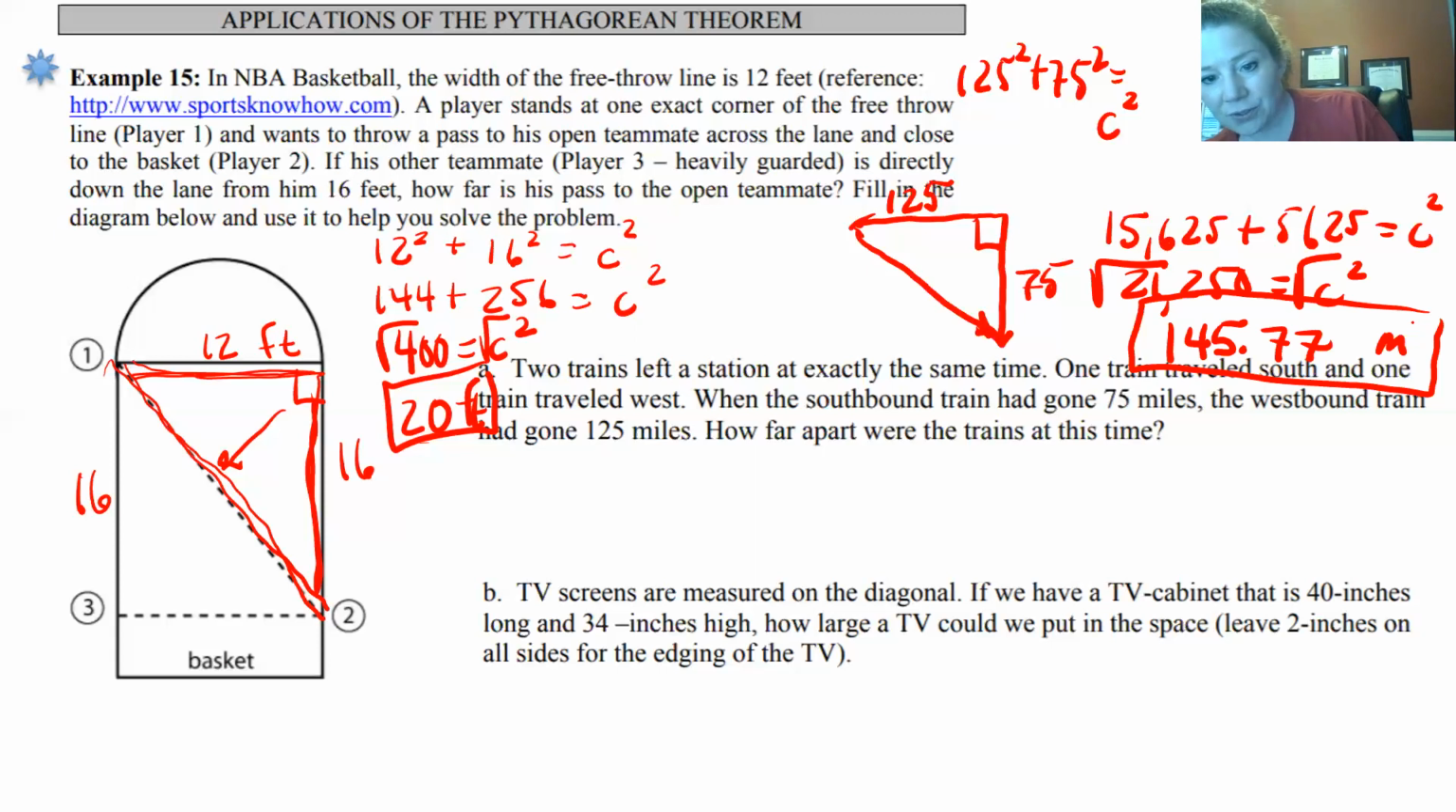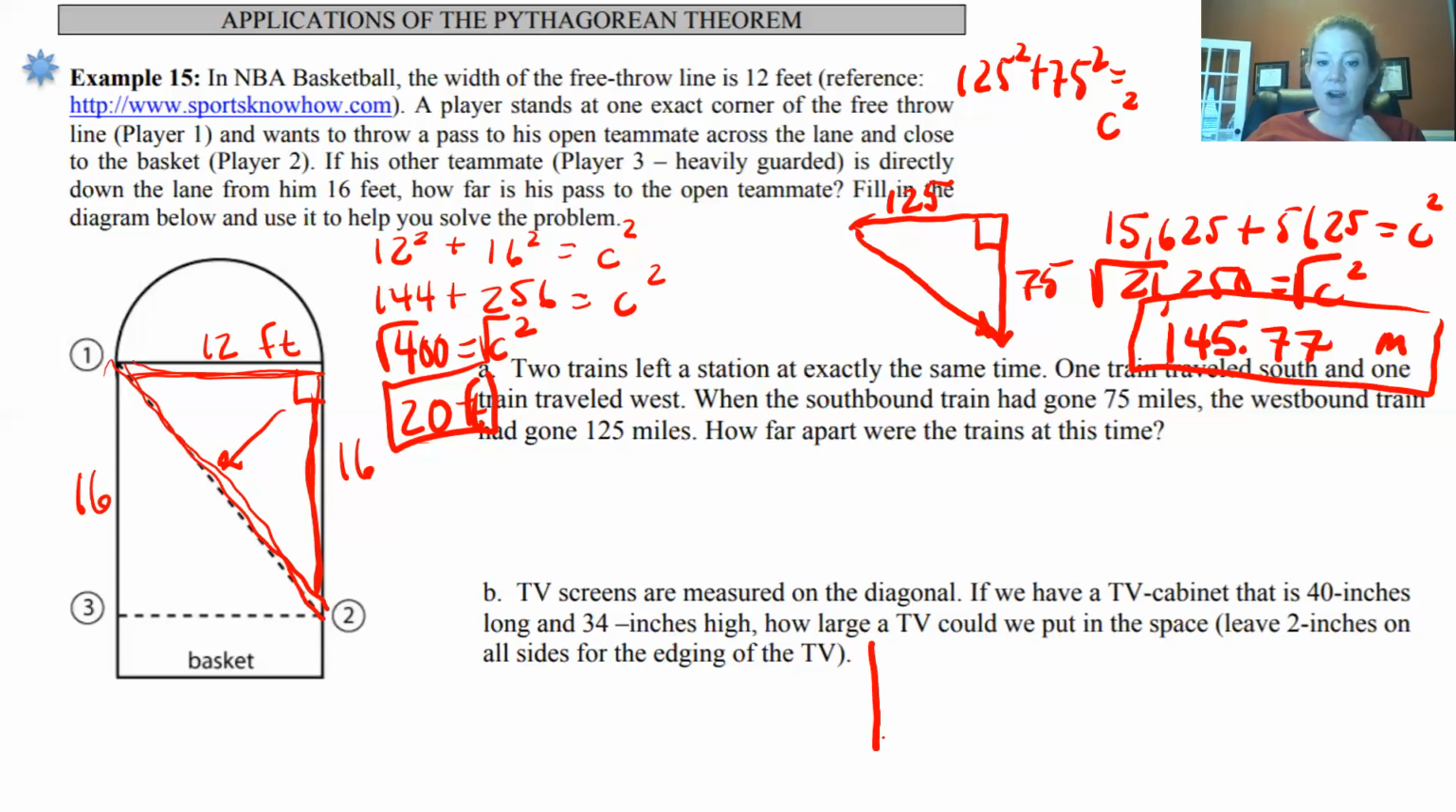TV screens are measured on the diagonal. Did you know that? If you have a 72-inch TV, it's not 72 inches straight across. The 72 inches is the diagonal. So straight across is actually going to be less than 72 inches. It says we have a TV cabinet that's 40 inches long and 34 inches high. How large a TV could we put in that space? Leave 2 inches on all sides for the edging of the TV.